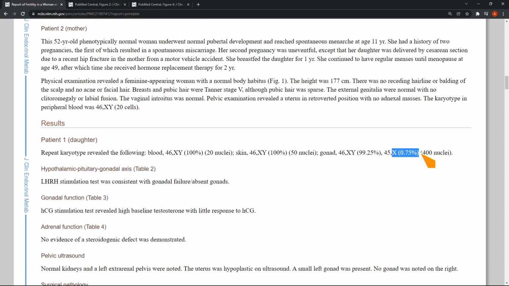The remaining 0.75% could be anything, but it's really statistically almost insignificant. So, hypothalamic pituitary gonadal axis. This is the hormone test that they ran. The LHRH stimulation test was consistent with gonadal failure or absent gonads. So, unfortunately, this means she did not respond to the follicle stimulating hormone, which means she would probably never undergo normal menstruation and ovulation, and probably never have biological children in the normal way.